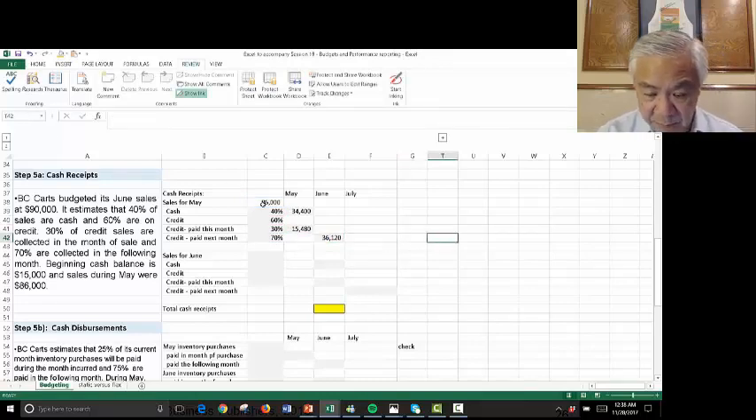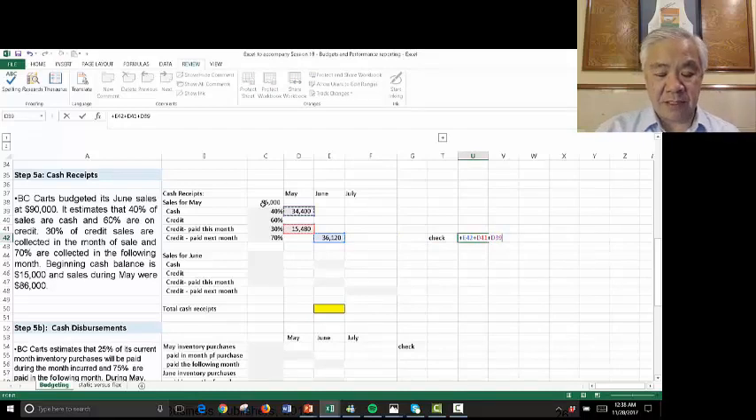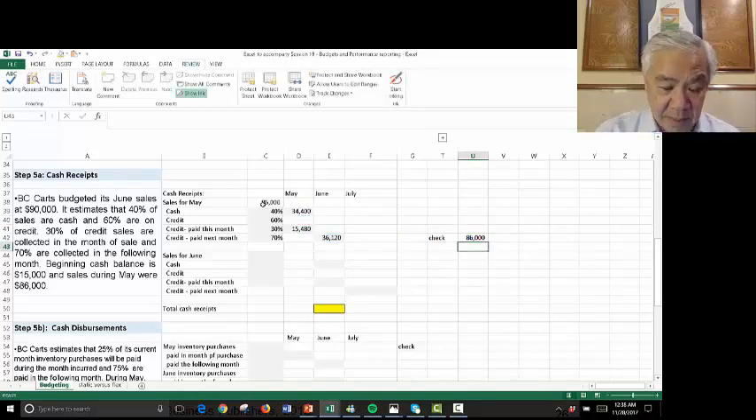If we add these three together, we'll just do a check here. And that would be plus this, plus that, plus that. So when we add these three numbers, it should equal May sales of 86,000. So this number matches this number. So we're in good shape for May.